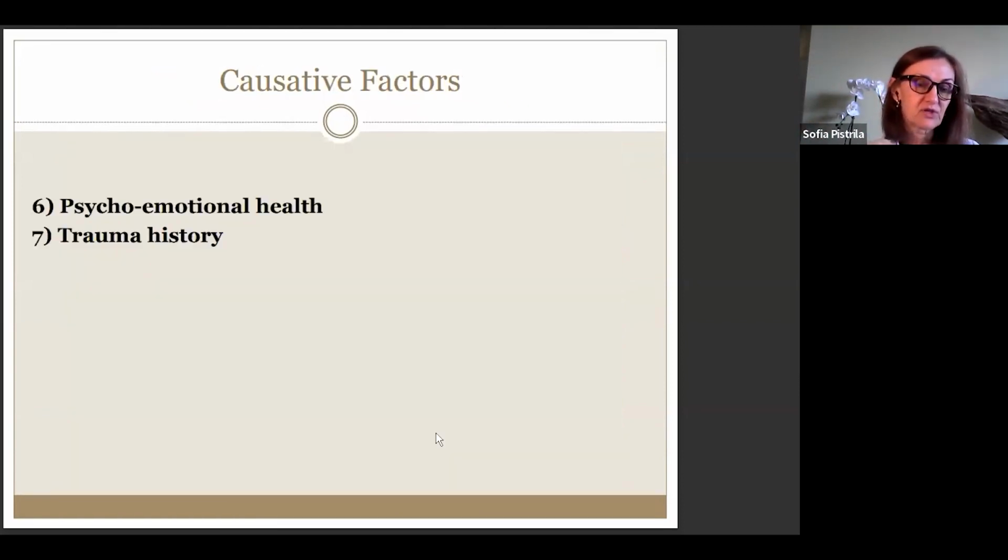Two other causative factors, big ones: psycho-emotional health and trauma history. So remember what these causative factors are for, what we're talking about. We're talking about the extracellular matrix here.